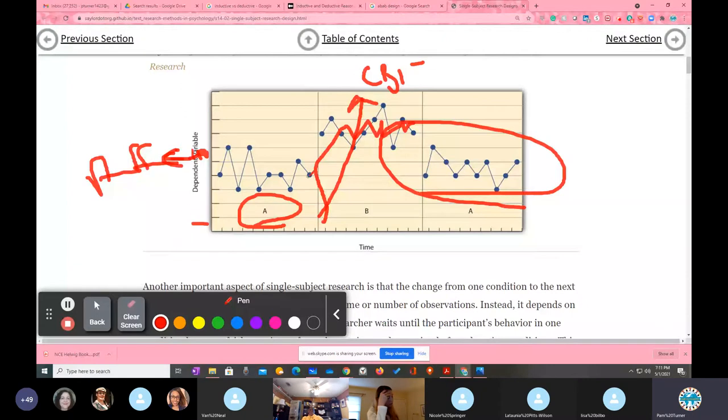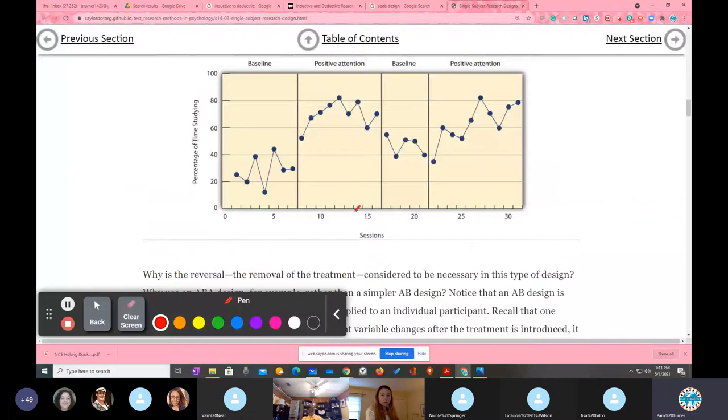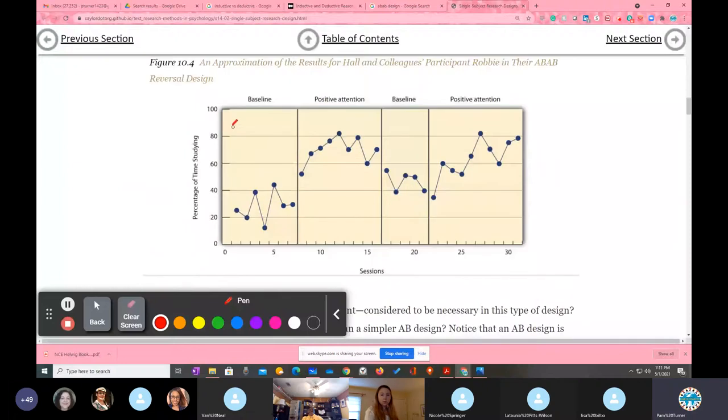We can also do it with a group. So if you see in this one, it's got the classroom. So they're measuring the percent of time studying. Okay, look at that. 20, 40, 60, 80, 90, 100%. That's how much they're studying.